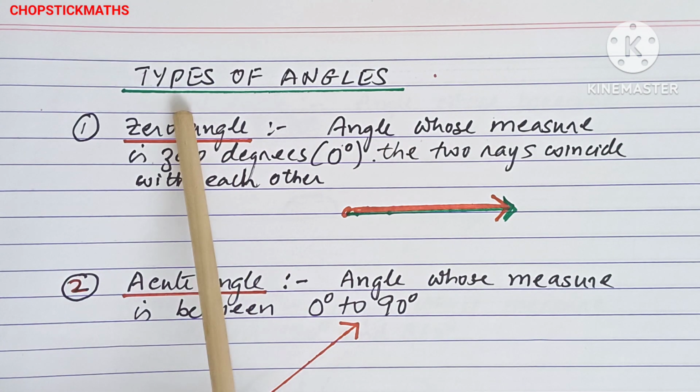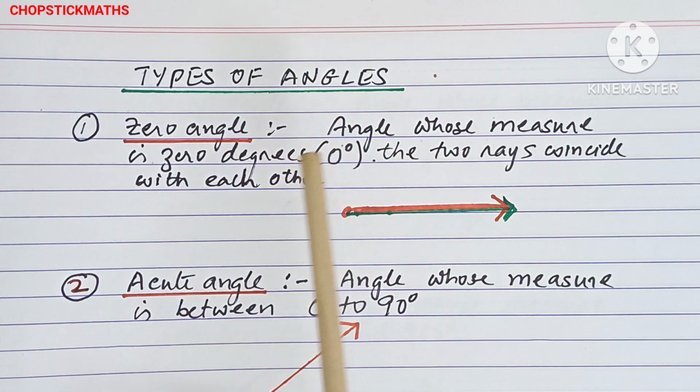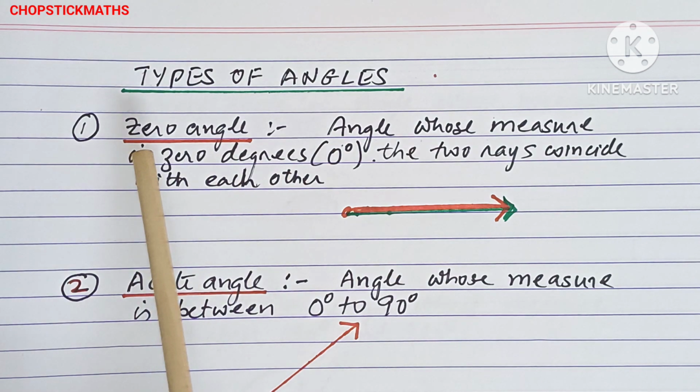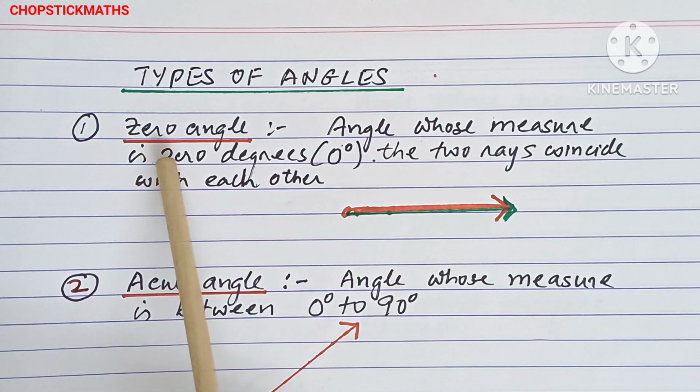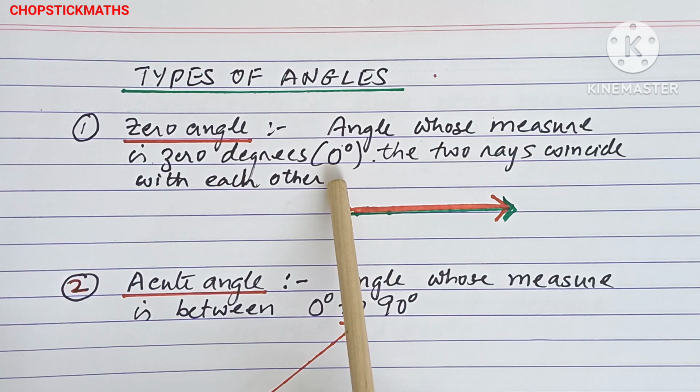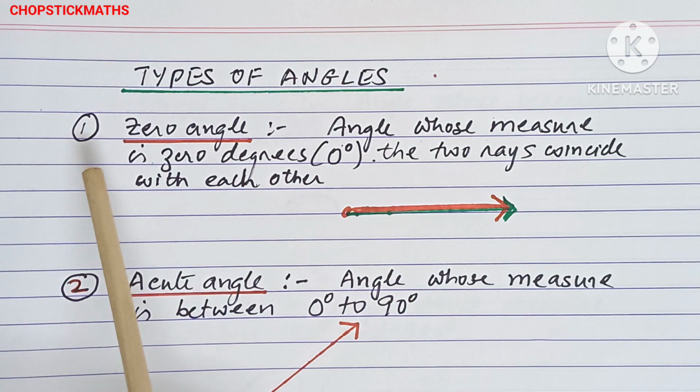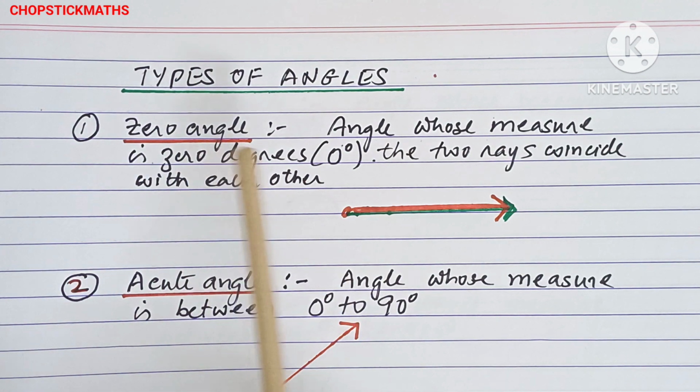In this video, we shall be learning types of angles. Angles can be classified based on their measures. So the different types of angles are: first, zero angle.